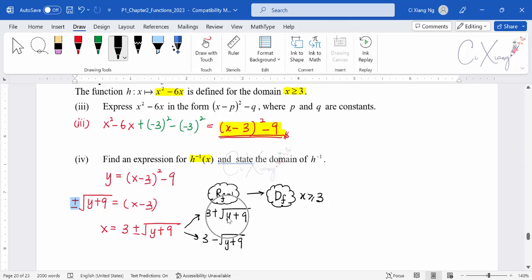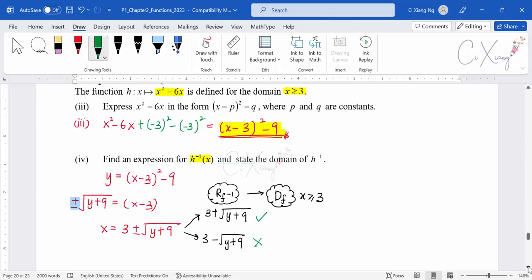Definitely it's 3 plus something, because the value of the square root is always positive. So 3 plus a positive value will always be more than 3. Therefore, it fulfills the domain of the function. But if you have 3 minus a positive value, 3 minus something is always less than 3. Therefore, it does not fulfill this domain. From here, you can see that this is the correct final answer for the inverse function, and the other is not, because the first one fulfills the domain of the function.